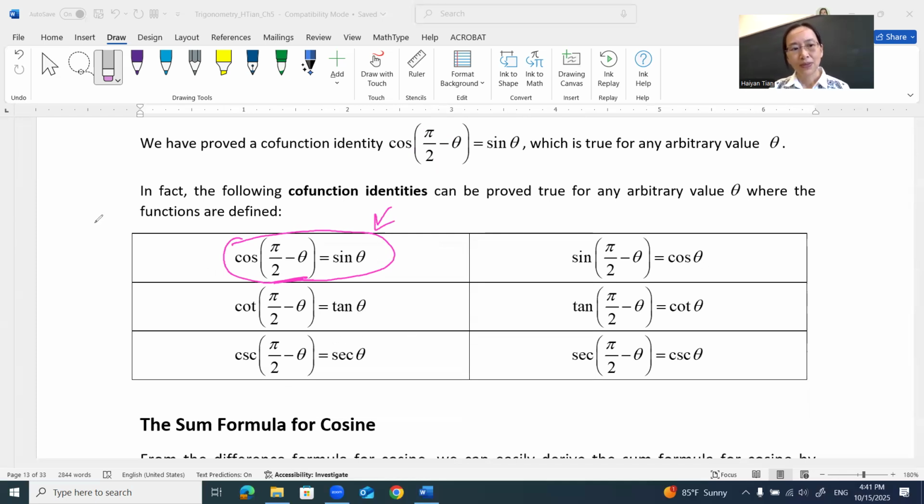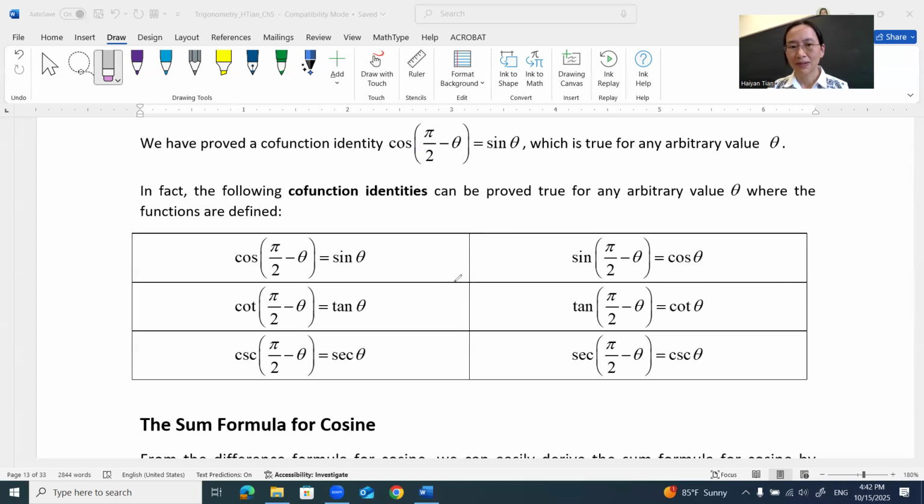In the future, we already know that all 6 cofunction identities are true when theta is an acute angle, right? So when theta is acute, this is a complement of theta. Sine of the complement of theta is equal to cosine theta. Tangent of the complement of theta is cotangent theta. See the cofunction identities. But we want to extend that to general theta, to any arbitrary value theta.